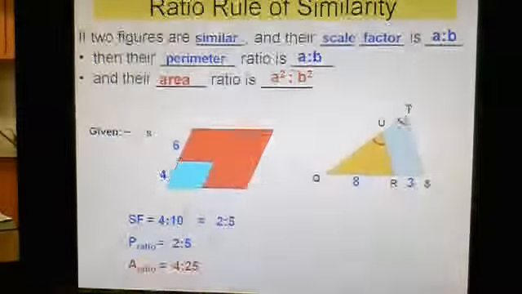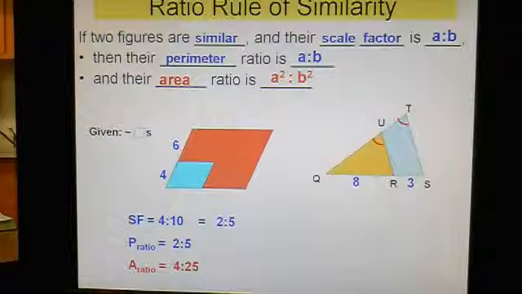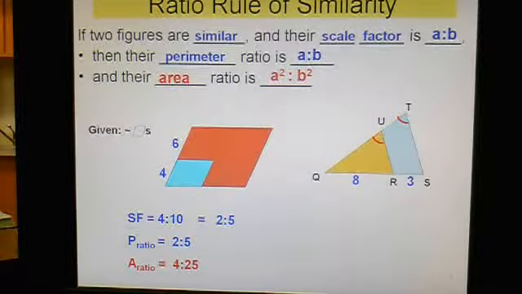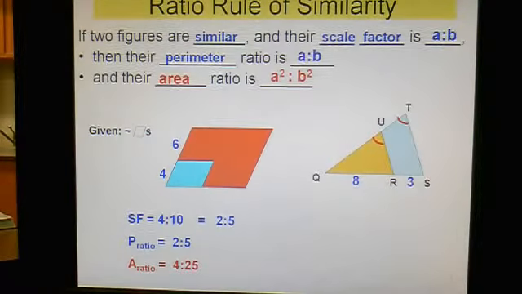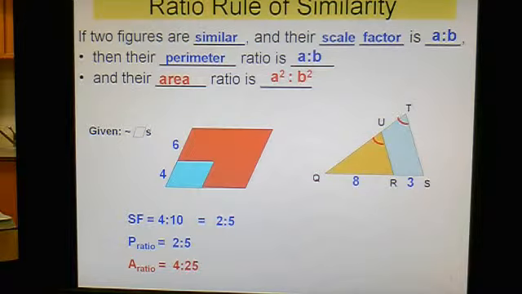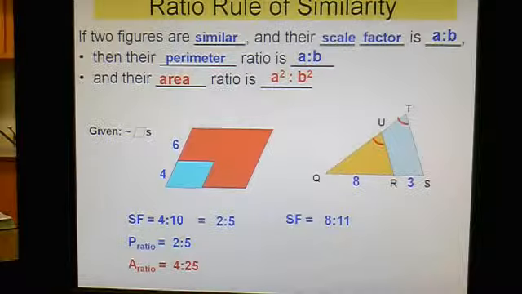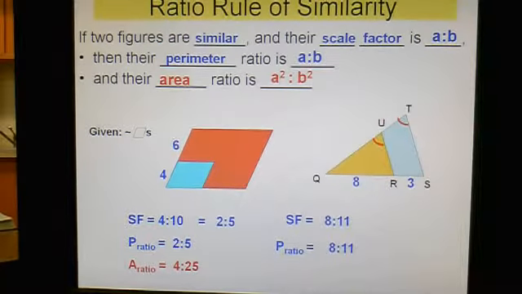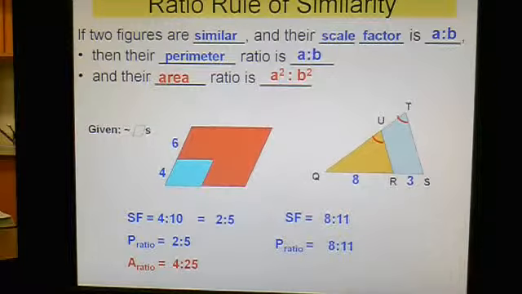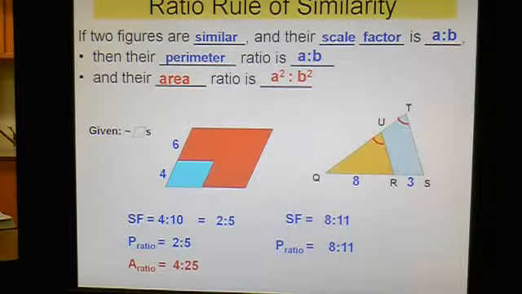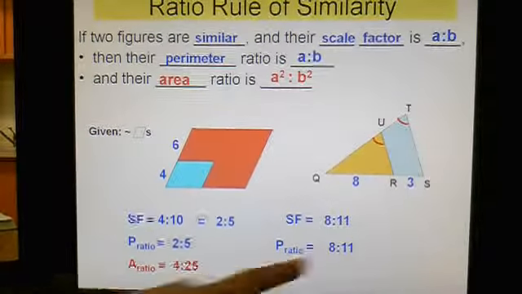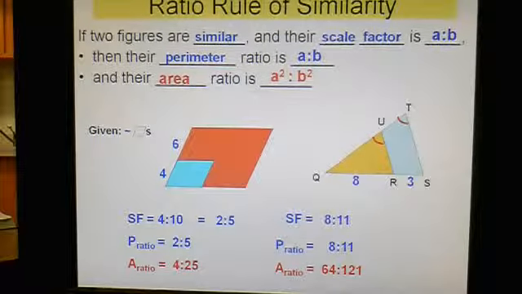Try the same thing on the triangles over here that are similar. They both share angle Q. Angles U and T are congruent. And again, the scale on this would not be 8 to 3. The scale would be 8 to 11, because you're comparing QR to QS. Corresponding sides on there would be 8 to 11. The perimeter ratio, even though you can't calculate the actual perimeters, is the same thing. It's 8 to 11. And of course, the area ratio would be squaring this ratio. So it'd be a 64 to 121 ratio.